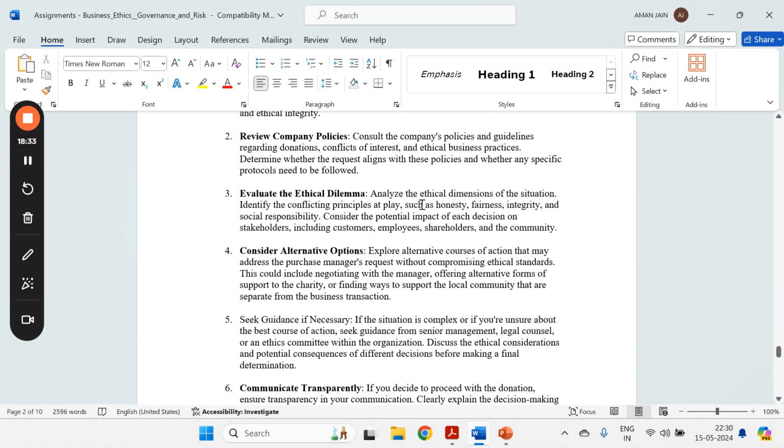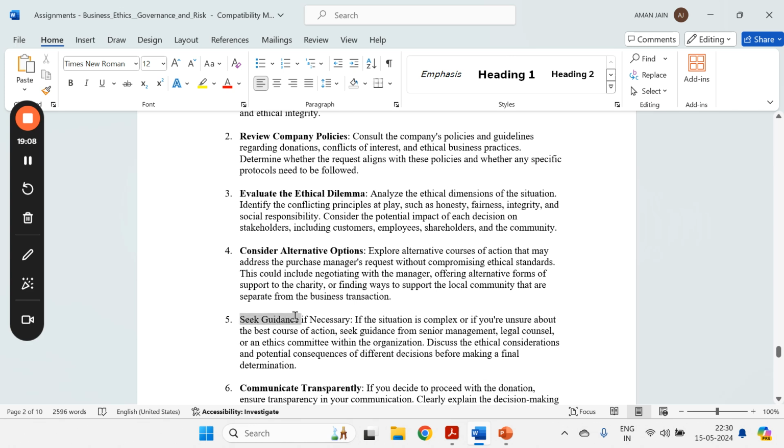Then next is evaluate the ethical dilemma. You need to assess the overall criticality of the ethical dilemma, right? Obviously an ethical dilemma happens, but it should not impact your official work or your professional career. Make sure that the impact is restricted and limited to that project only, and it should not give a negative impact, right? Then next is considering the alternative options, right? What will be the alternative option if you won't be agreeing on this.